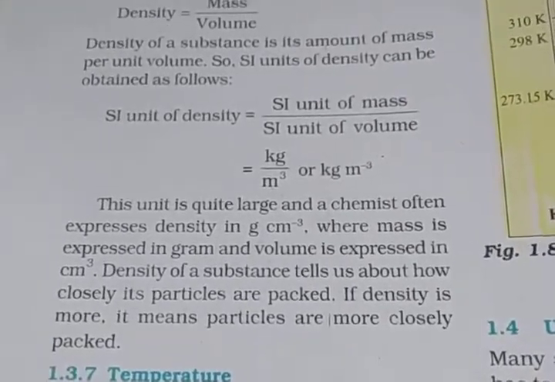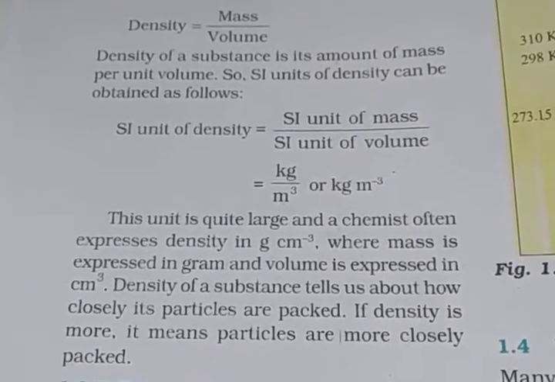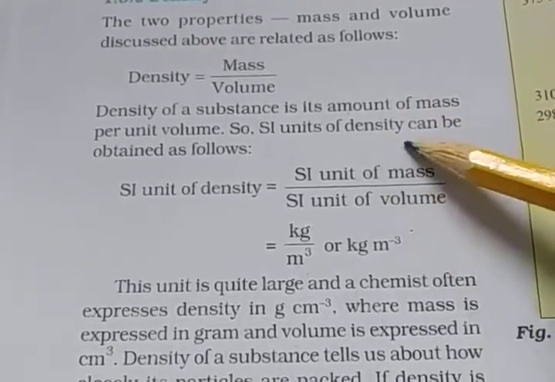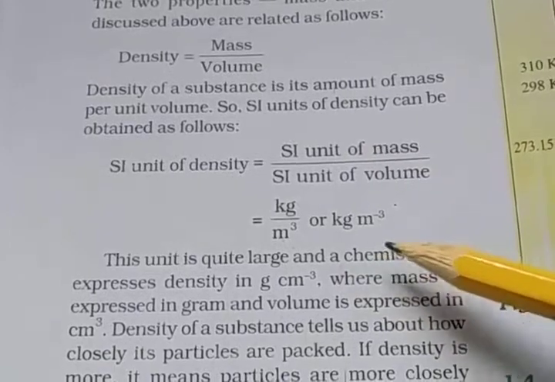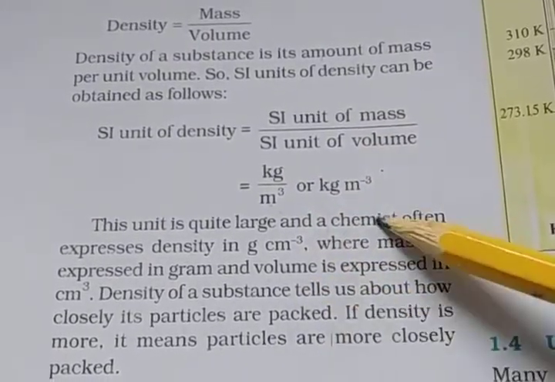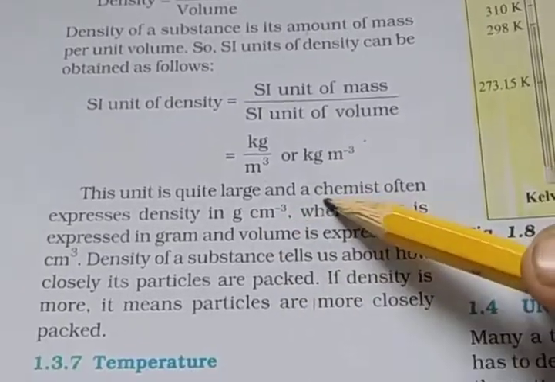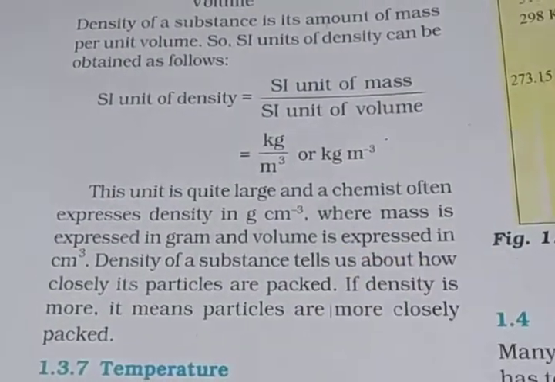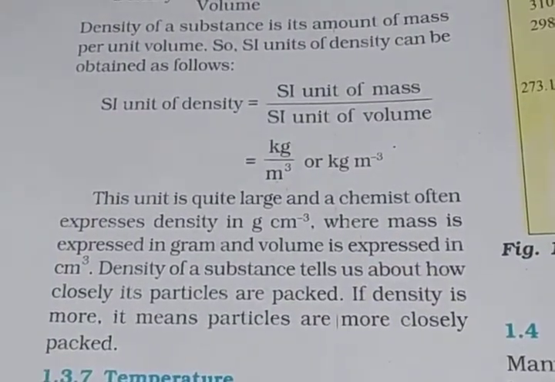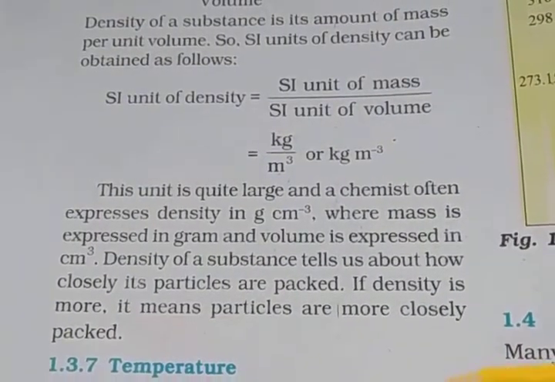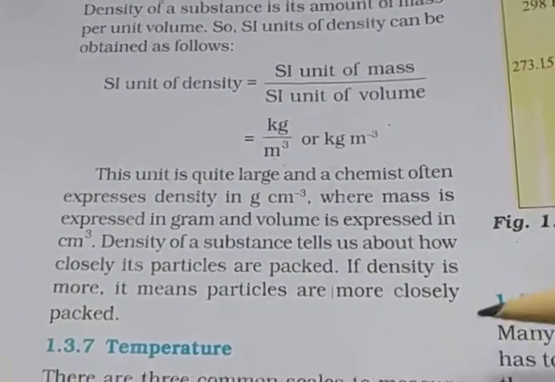Clear? Understood? So density of a substance is its amount of mass per unit volume. The SI unit is kilogram per meter cube, but this is quite large, so chemists express density in gram per centimeter cube. The density of a substance tells us how closely its particles are packed. If density is more, it means particles are more closely packed.